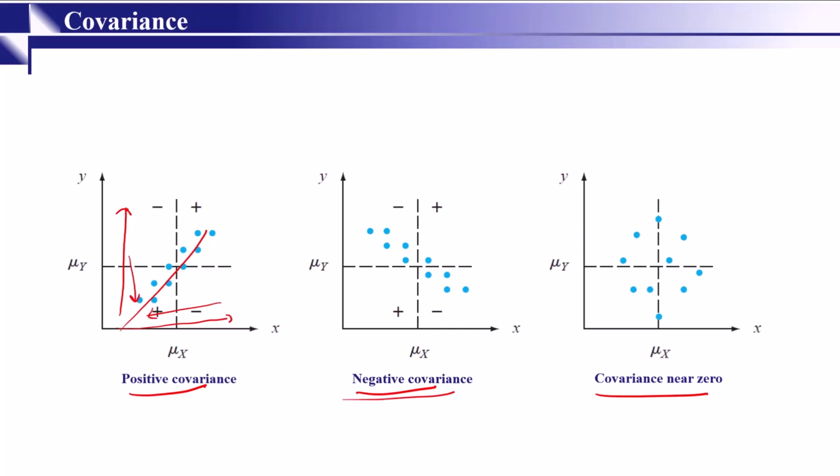Here you can see a negative covariance. It means a perfect negative linear relationship. The movement of one variable is the opposite of the other one. So as x increases, y decreases.